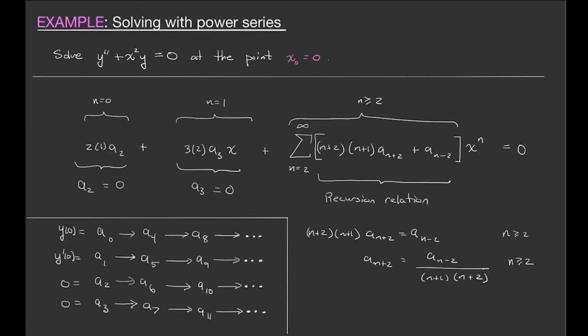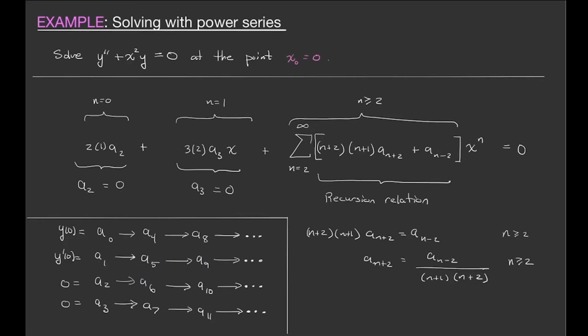These terms here will all be based on what A naught is. That is y of 0. So if you know y of 0, you'll know all of these, just scaling by the appropriate number. Same thing, y prime of 0. That'll tell you what all of these are.